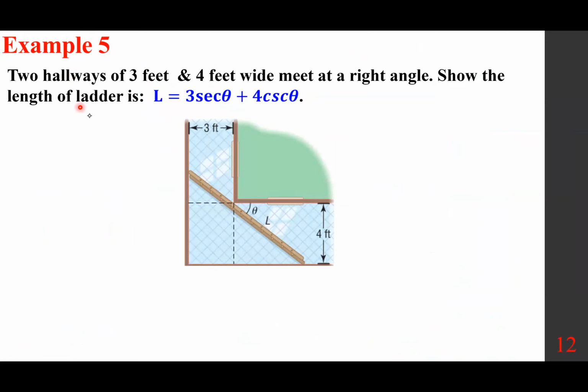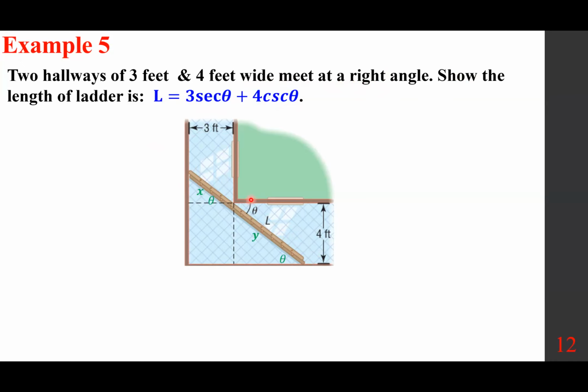All right, two hallways of 3 feet and 4 feet wide. So this is 3, this is 4 feet wide, meet at a right angle. Show the length of a ladder L is 3 secant theta plus 4 cosecant theta. This angle is theta, everybody. So let's see how we show this length. Okay, let's go over that.